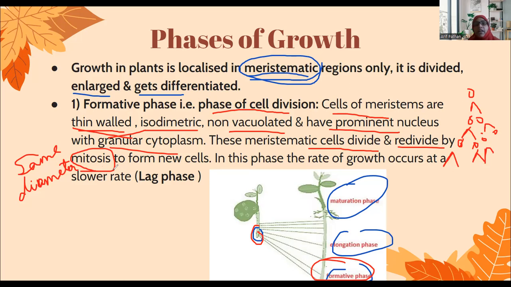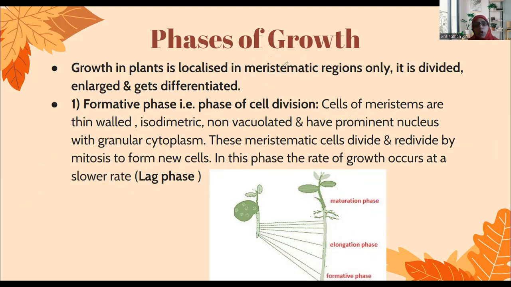So mitotic division will happen to form new daughter cells, and in this phase the rate of growth, the speed at which the growth happens, is comparatively slow. It is a slower rate, hence the name lag phase. So you have three names: formative phase, or the initial phase, phase of cell division, or the lag phase. The growth will take place at a slow pace.